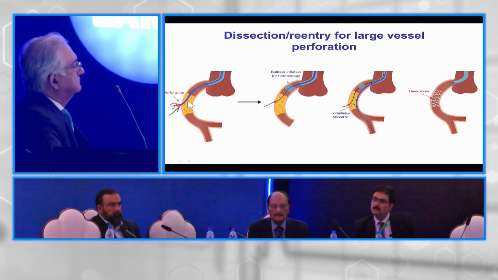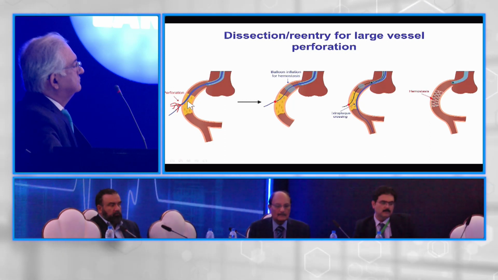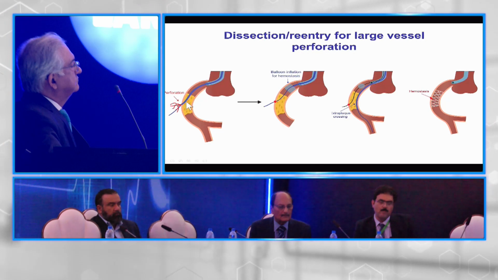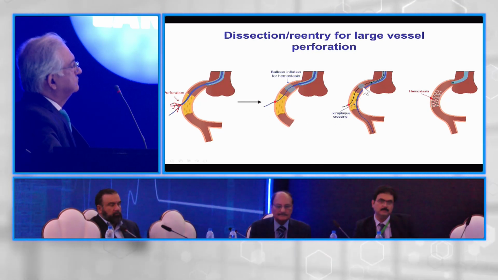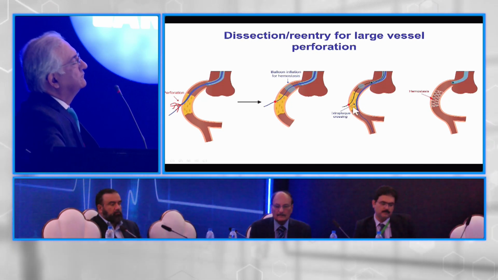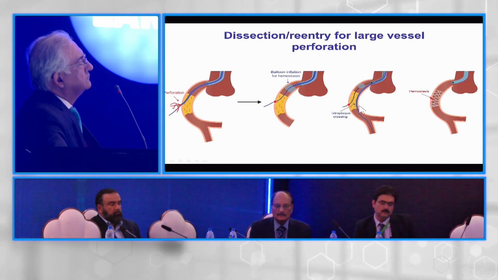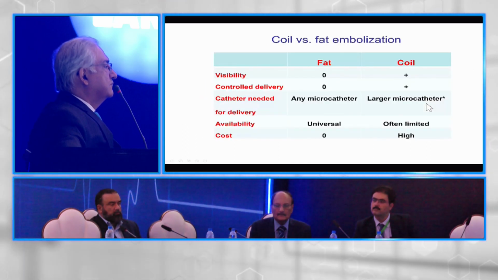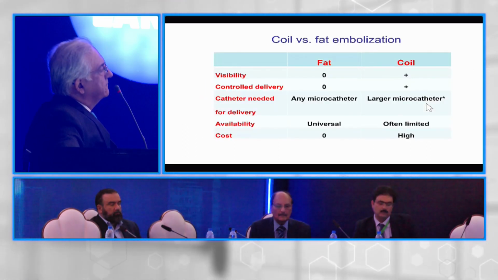Another way in CTOs to take care of this complication is to actually use dissection and reentry. So this is an example of a perforation. If we do dissection reentry, either antegrade or retrograde, then one can create a tissue flap that then seals off the perforation. How about distal vessel or collateral perforations?